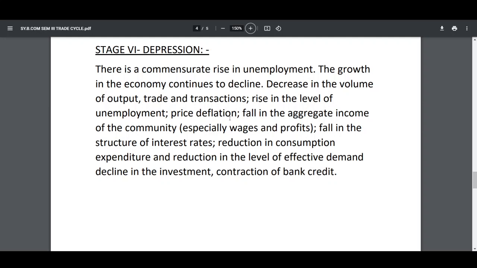Price deflation. Fall in the aggregate income of the community, especially wages and profits. Fall in the structure of interest rates. Reduction in consumption expenditure and reduction in the level of effective demand. Effective demand means total demand. Decline in the investment. Contraction of bank credit.